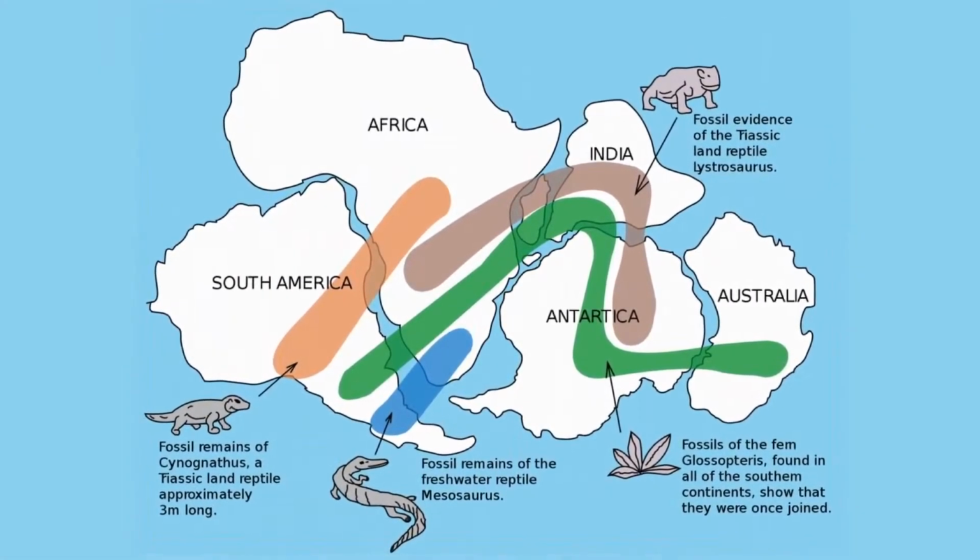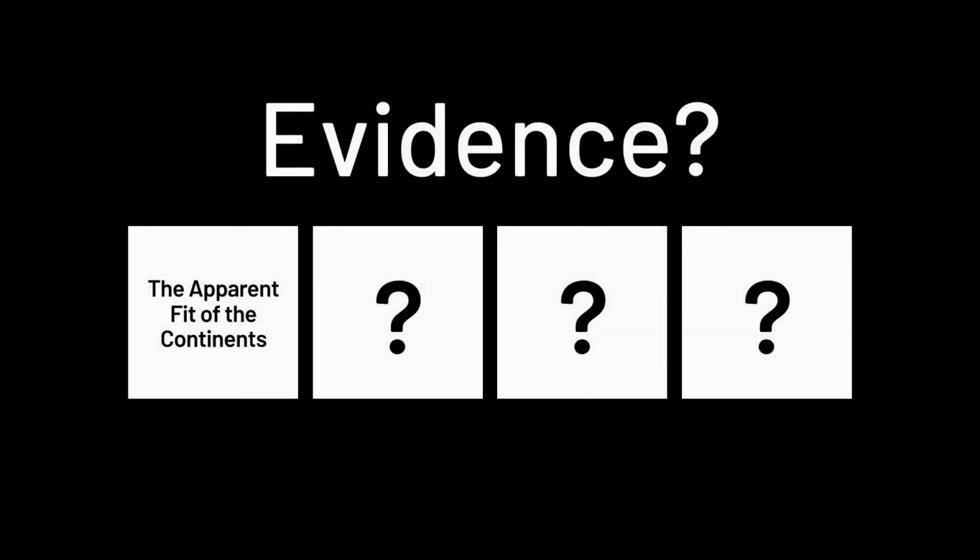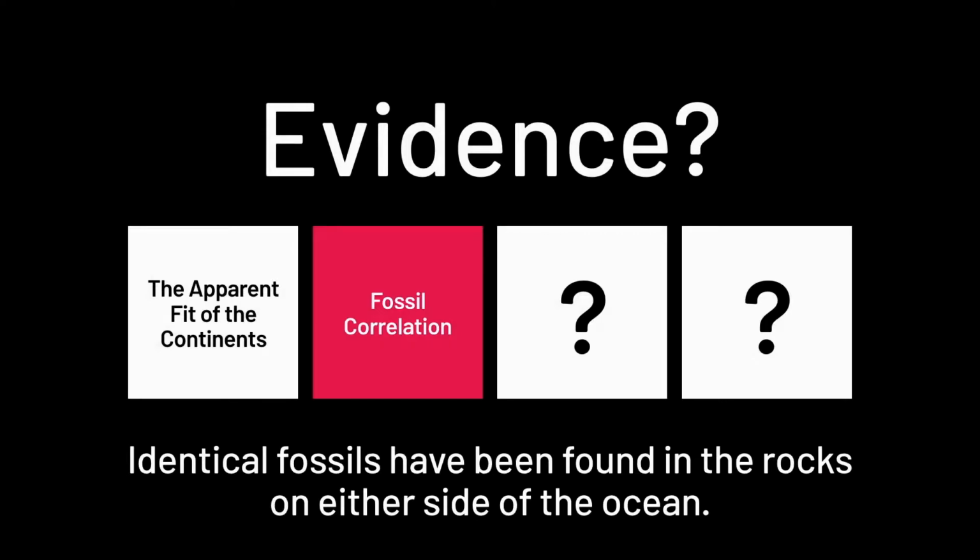And strangely enough, if you reassemble the continents according to their shapes, the distribution of the fossils makes perfect sense. And so this becomes piece of evidence number 2, fossil correlation, or the matching up of similar fossils found in distant locations. At this point, Wegener is excited because his theory is coming together and his ideas seem to have a lot of support. And so he set off to find even more evidence.